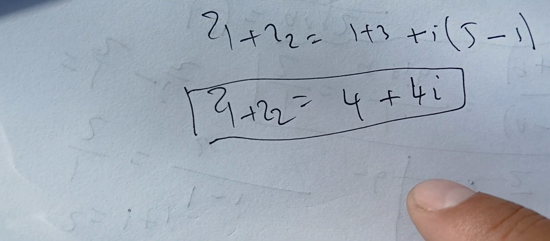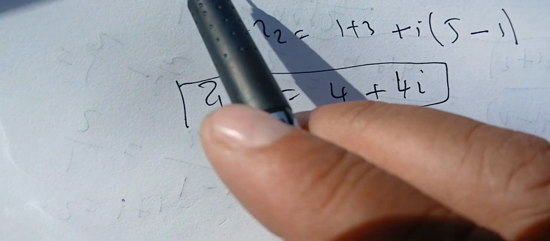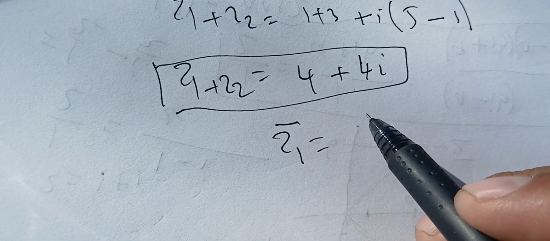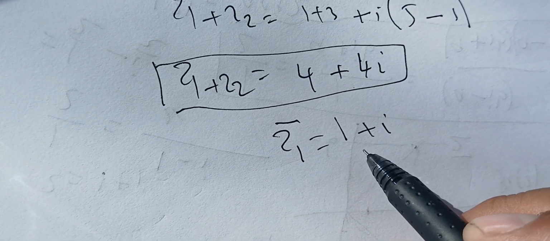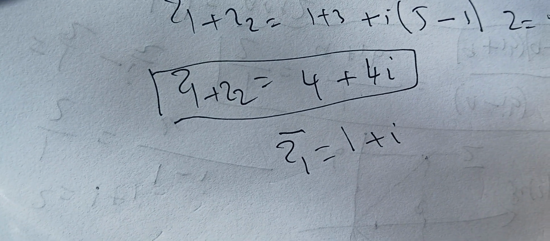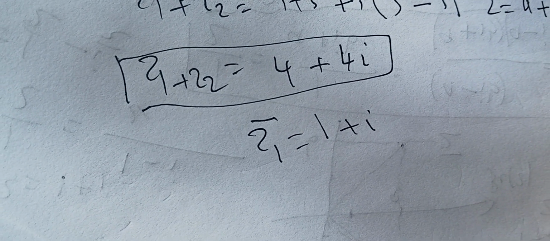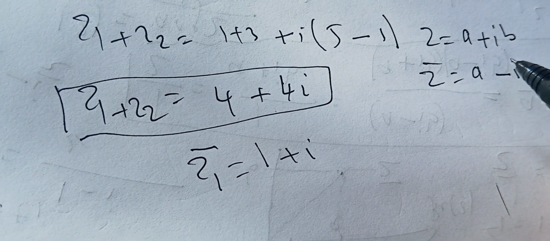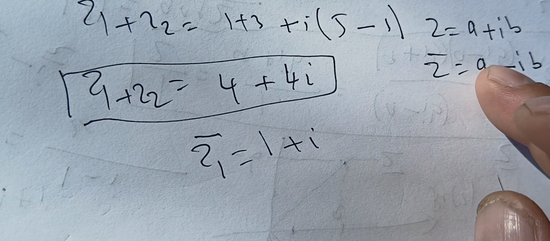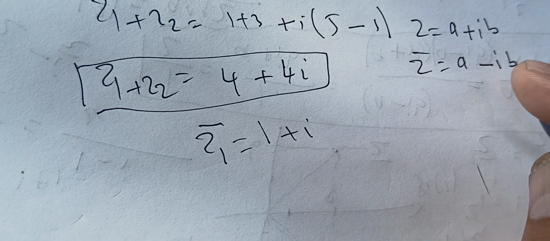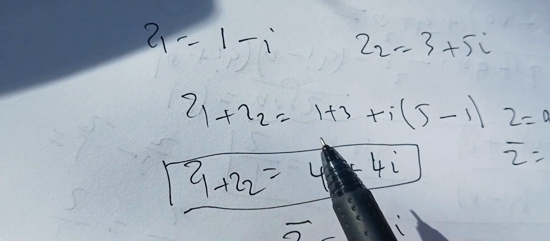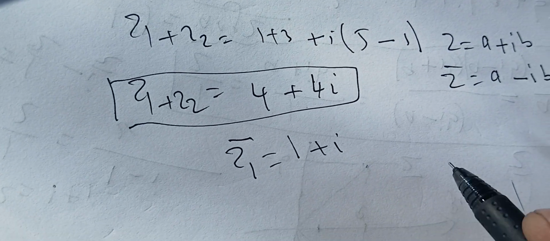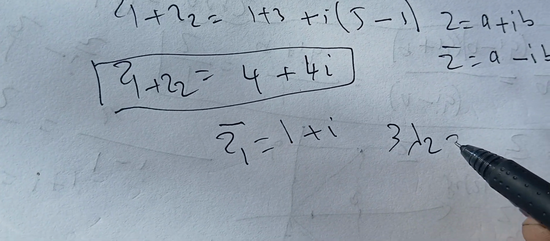So what's the conjugate of z1? It's denoted by z1 bar. So it's 1 plus i, because remember, if any number is given as z equals a plus ib, its conjugate is the real part with a minus in front of the imaginary part. So it's a minus ib. Here we put a minus, and we get the conjugate of z1.